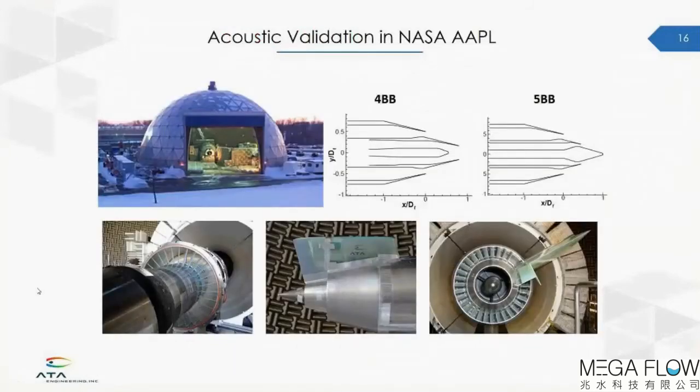In the later part of this project, we were fortunate enough to test these designs at NASA's Aeroacoustic Propulsion Laboratory at Glenn Research Center in Cleveland, Ohio. And here you see a picture of that facility. You see an anechoic hemispherical dome building. And you can also see pictures of a lot of the hardware that we developed, which took advantage of things like rapid prototyping to achieve the unique geometries that we were simulating using CFD.